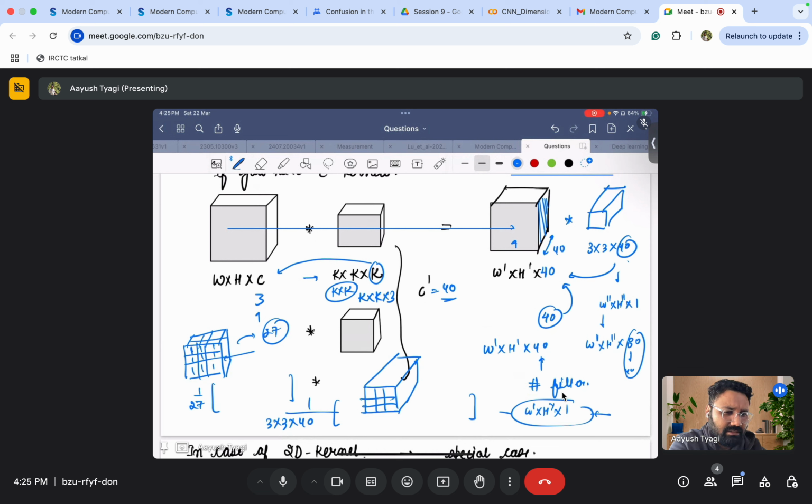Now you will do 40 such convolution operations. Maybe you're confusing the 40. So it will start from here. This is your one operation. This will result in the first item of this block, w dash cross h dash cross 1. Then it will move to this place.